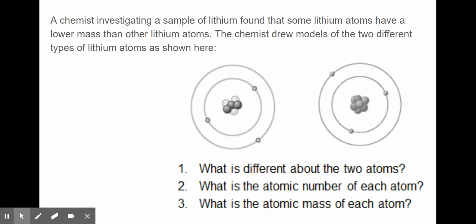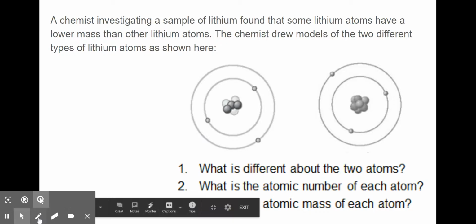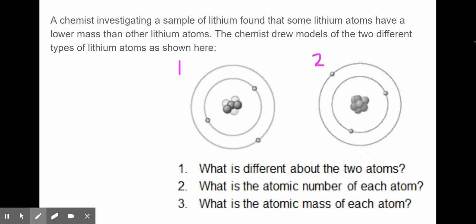So let's do a little bit of learning here. Let's look at some examples. So a chemist is investigating a sample of lithium that they found has some lithium atoms that have a lower mass than other lithium atoms. Okay, so the chemist drew models of the two different types of lithium atoms that we see here. Okay, so I'm going to go ahead and draw a number 1 and a number 2 here so you can help me differentiate. We have these two different models. Okay, so let's take a look.